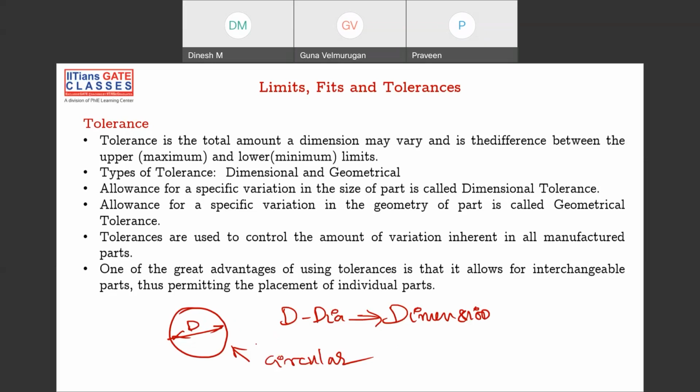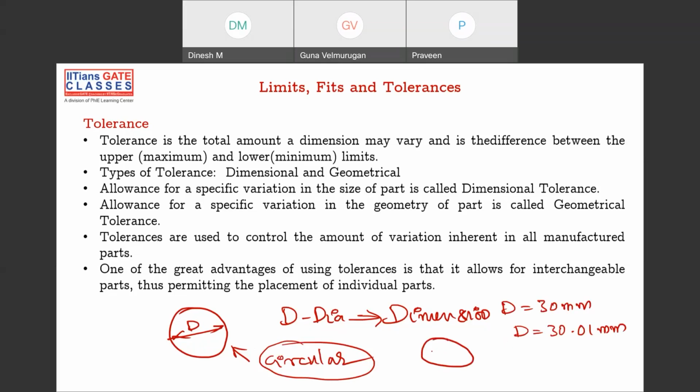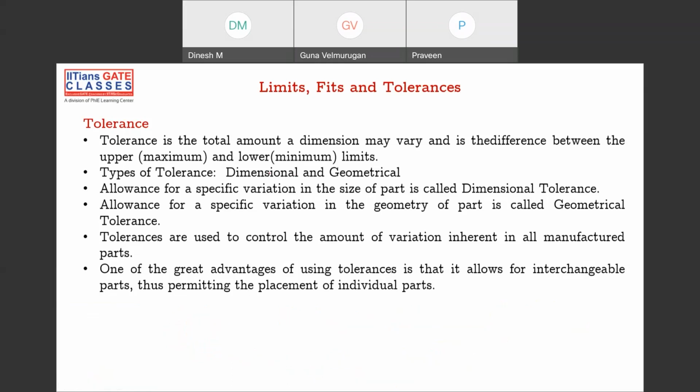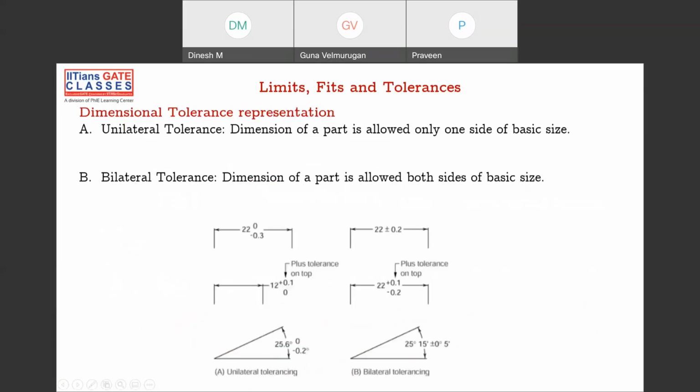So dimension can be disturbed, and geometry can also be disturbed. Dimension disturbed means you expected a 30 mm diameter, but the diameter was somewhere around 30.01 mm. That is a disturbance in diameter. You thought of having a circular bar, but it was a little elliptical, so circularity is not maintained. So we have tolerances on dimensional and geometrical aspects. Mostly in this section we'll be discussing dimensional tolerances.